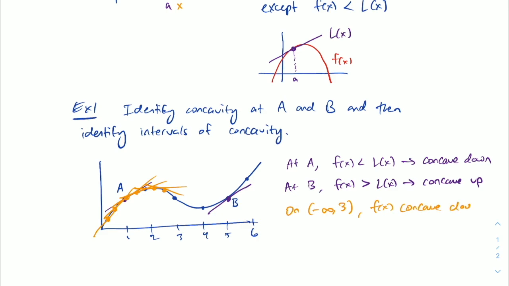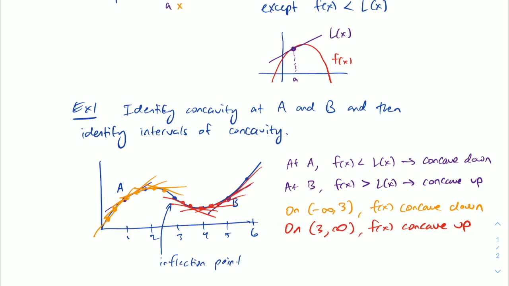And for all the points after 3, if we draw the tangent line, the function is going to be above its tangent line. So on the interval 3 to infinity, f of x is concave up. Okay, so we have a special name for the point at which it changes from concave up to concave down, or vice versa. And that point is called an inflection point.